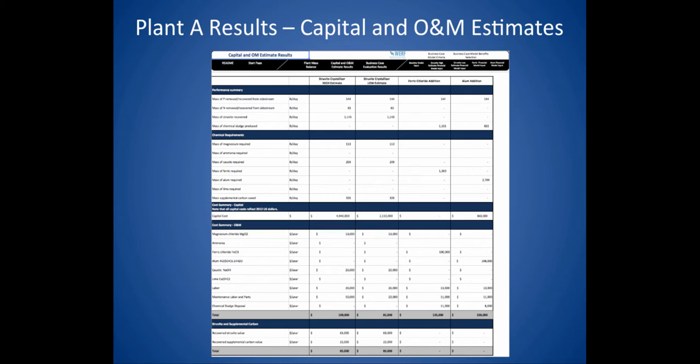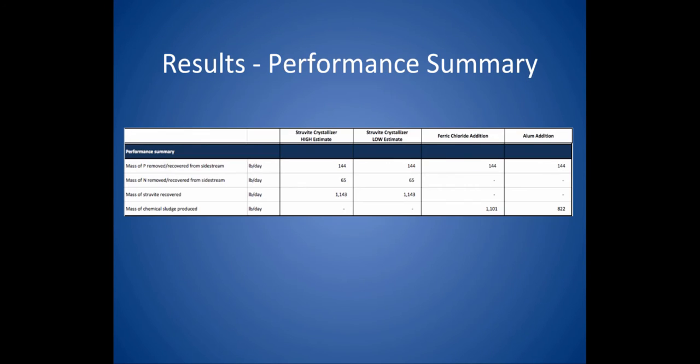This is the screen with the results that will pop up. It presents a side-by-side comparison of the calculations for each of the following options: struvite crystallizer high estimate, struvite crystallizer low estimate, ferric chloride addition, and alum addition. The benchmark for the performance of these options is 85% removal of phosphorus, also referred to as P, from the side stream flow. Since there is 170 pounds per day of orthophosphorus in the centrate side stream, 85% removal would result in 144 pounds per day of phosphorus being removed.